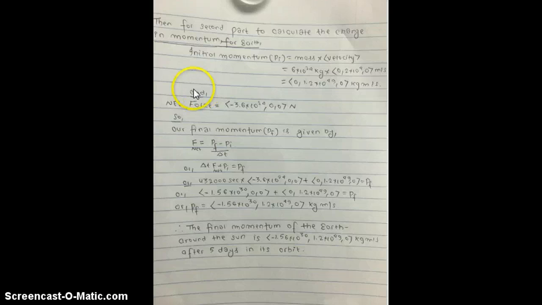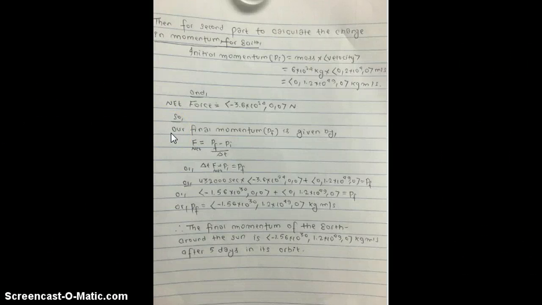Now in the second part, to calculate the change in momentum for the earth, we first have to find the initial momentum. As we know, the initial momentum can be found by multiplying its mass and velocity, and this gives me the value of 0, 1.2 times 10 to the power 49, 0 kg meters per second. And we know that the net force acting on the earth is the same gravitational force between the earth and the sun. That force is the force by which the sun pulls the earth towards it.